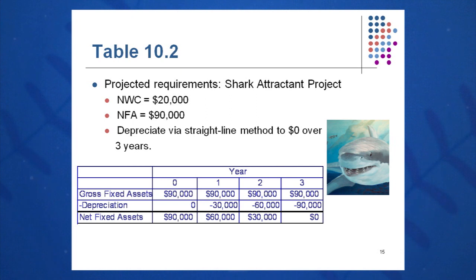We also need to look at net working capital, which will be $20,000 negative at time zero to start this project, again current assets less current liabilities. And net fixed assets: we'll build a little balance sheet like you see here in table 10.2, which will show the gross fixed assets of $90,000 each year. Today it's $90,000. End of year 1, the gross fixed assets are $90,000. End of year 2, still $90,000. End of year 3, still $90,000. Then you see the accumulated depreciation, $30,000, $60,000, and $90,000 by the end of year 3. And you'll see your net fixed assets going down from $90,000 today to zero by the end of year 3.